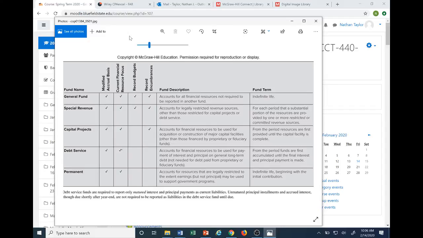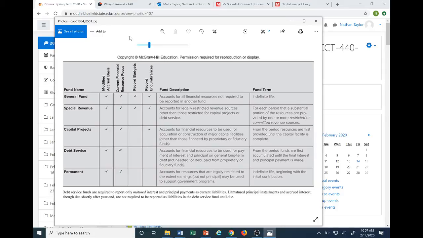So just an important little chart there. It could be really useful to look at this chart. I think this is one of the best charts we've seen, honestly, because for all the funds, it tells you exactly what type of activity goes on in it, the term of the fund, and what type of measurements it does. So it's a great little chart here. You can get a lot from it in one-stop shop here.